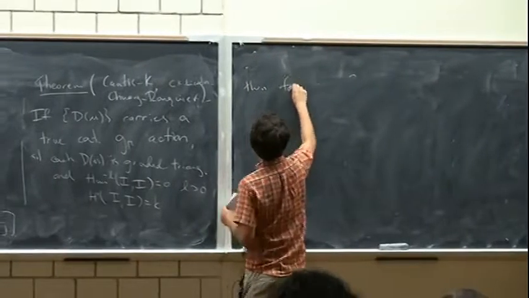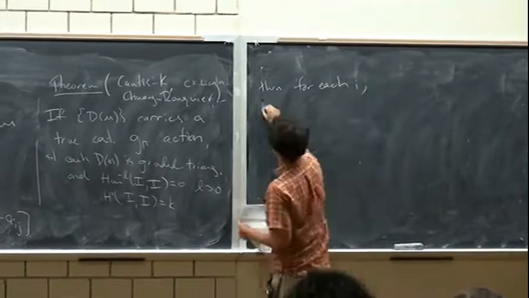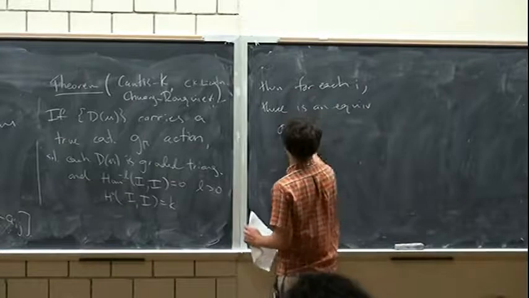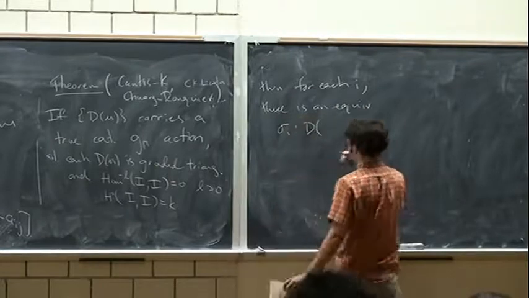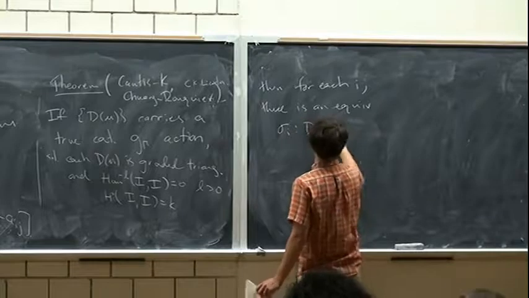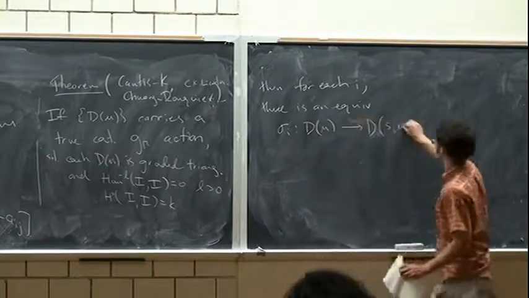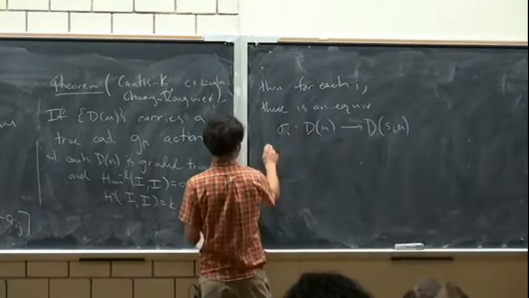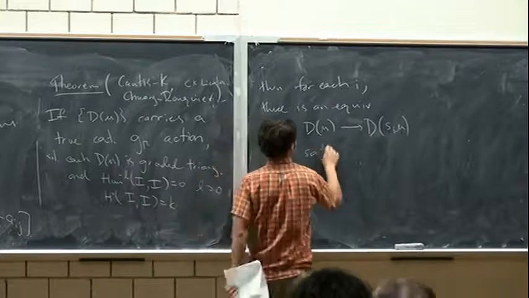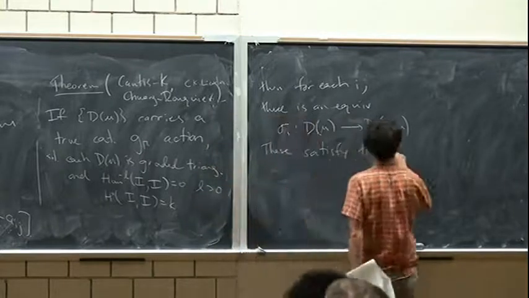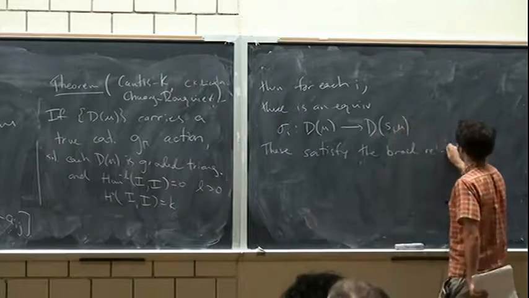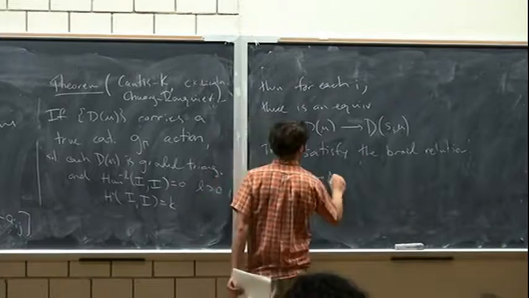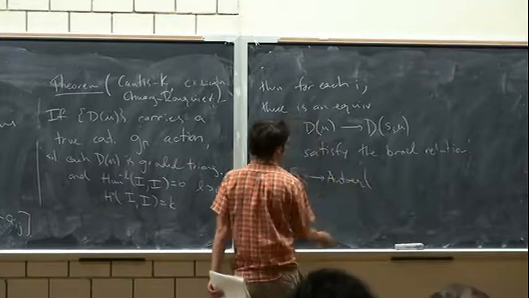Then for each I, there is an equivalence of categories sigma I from the derived category D of mu to D of SI mu. So SI mu denotes the action of the Weyl group on the weight lines. And these satisfy the braid relation. So in particular, you do get exactly a map from the braid group to the group of autoequivalences of D0.